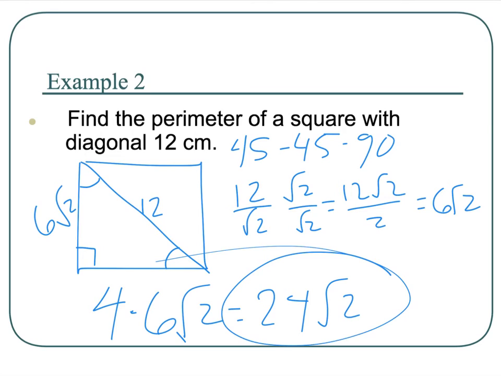Again, you could set this up with the proportions. You would have 1 over x is equal to root 2 over 12. Cross multiply, solve for x. You're going to get 6 root 2 for your side length, and then go from there. All right? So proportions are cool. I like doing it the way that I did it first, but it's up to you.